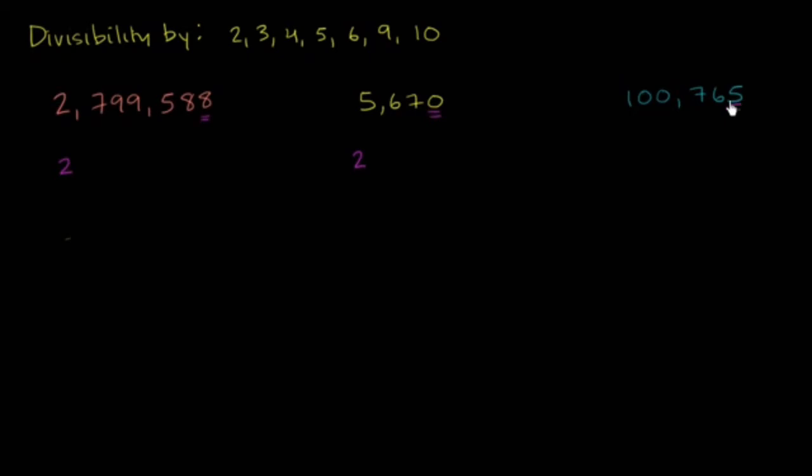Over here, you do not have a number that is divisible by 2. This 5 is not an even number, so this is not divisible by 2, so I won't write any 2 there. So we've gone through the 2's. Now let's work through the 3's.